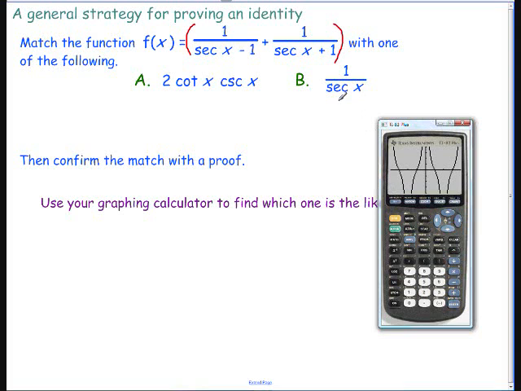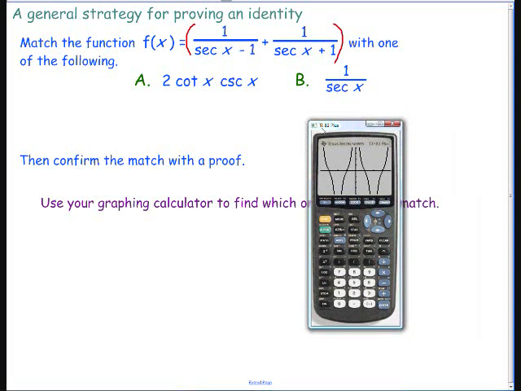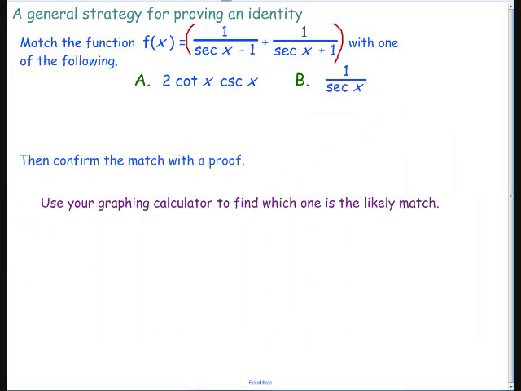Well, I already know that, oh, it's not this one, is it? Because 1 over secant x, what would that graph like? This is the same as, that's right. And that would have been a sinusoidal. So I say this one is out. I think we're going to be matching to this. All right, let's give it a try.